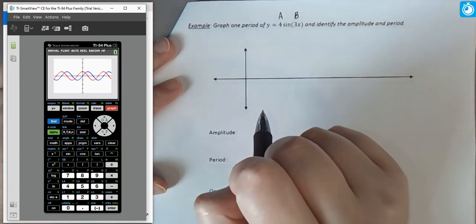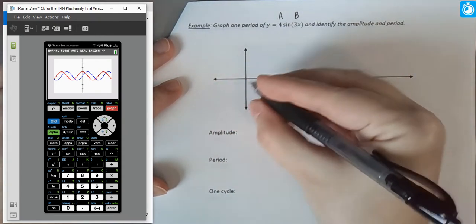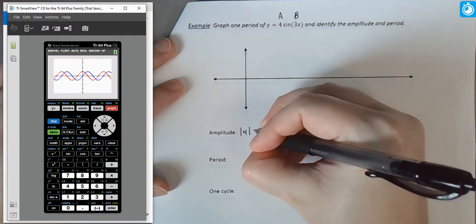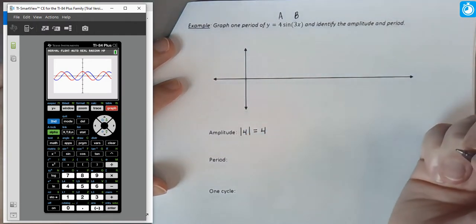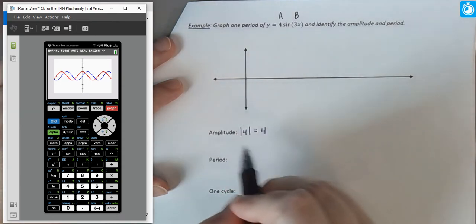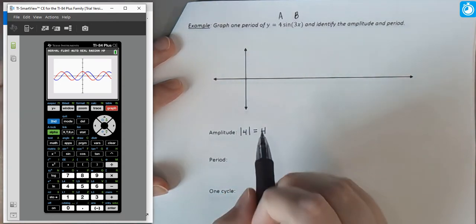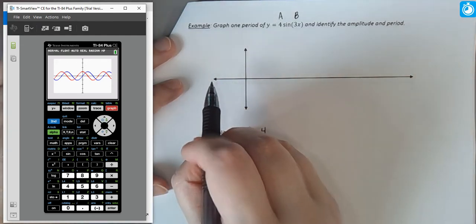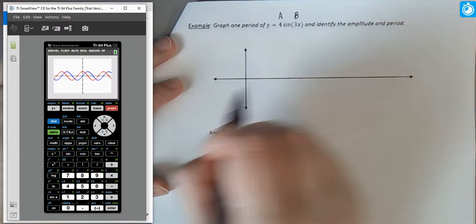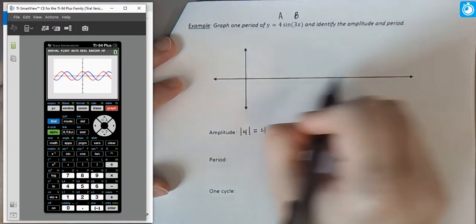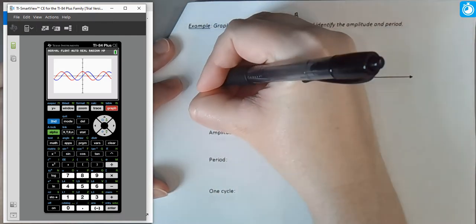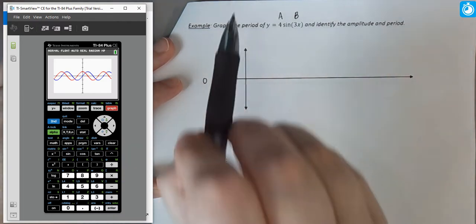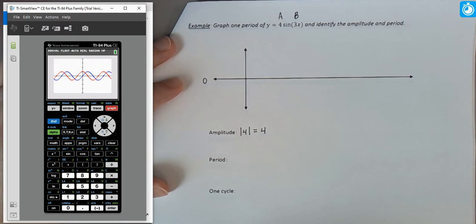So A is going to give us the value for our amplitude. So the amplitude in this case is going to be the absolute value of 4, which is 4. So this is going to be the wave height. This is going to tell us how far our graph stretches from its central line. Now because we aren't shifting anywhere, we know our central line is staying here at 0. So I'm going to label this as 0. And then our graph is going to stretch 4 units vertically in either direction.